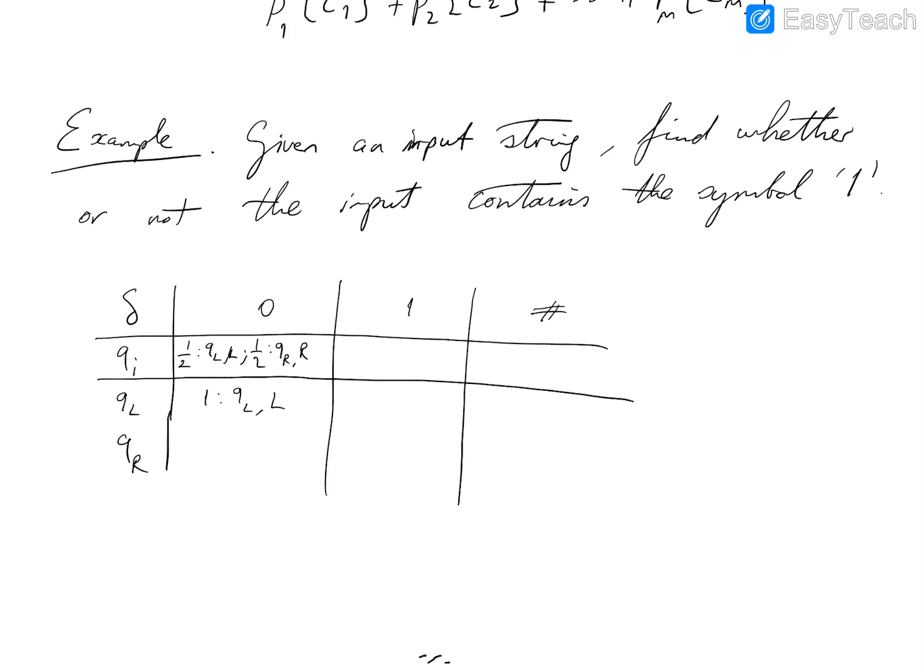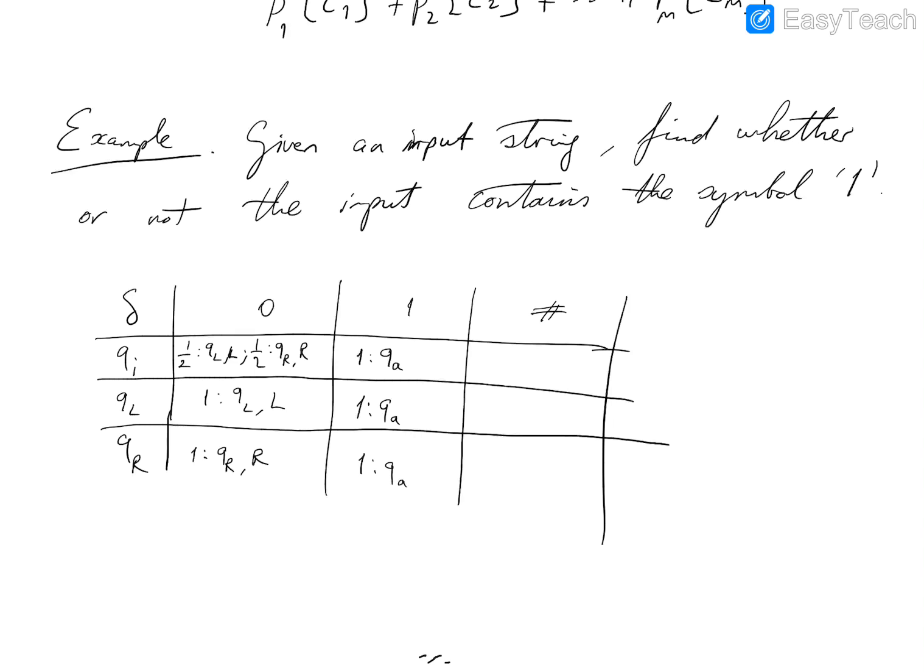If we are in QR, and if we read 0, we keep looking to the right. So with probability 1, we remain in QR, and we keep going to the right. At any stage of the computation, if we come across a 1, then we are done. We just accept the computation. So with probability 1, we switch to Q accept. Here again, with probability 1, we switch to Q accept, QA.